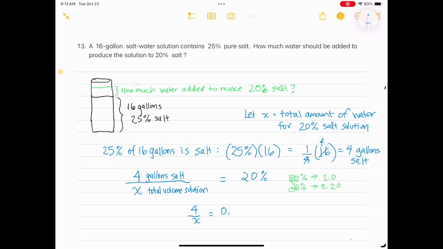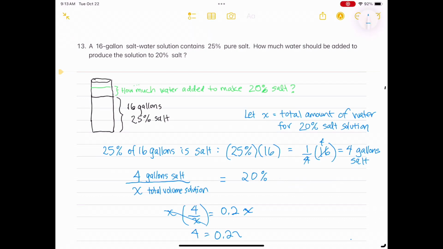by multiplying both sides of the equation with the reciprocal of 1 over x, which is x over 1. So I will multiply both sides of the equation with x. And on the left-hand side, the x's cancel, leaving 4 by itself. And on the right-hand side, I have 0.2 times x. Now I isolate x on the right-hand side of the equation by dividing both sides of the equation with 0.2.